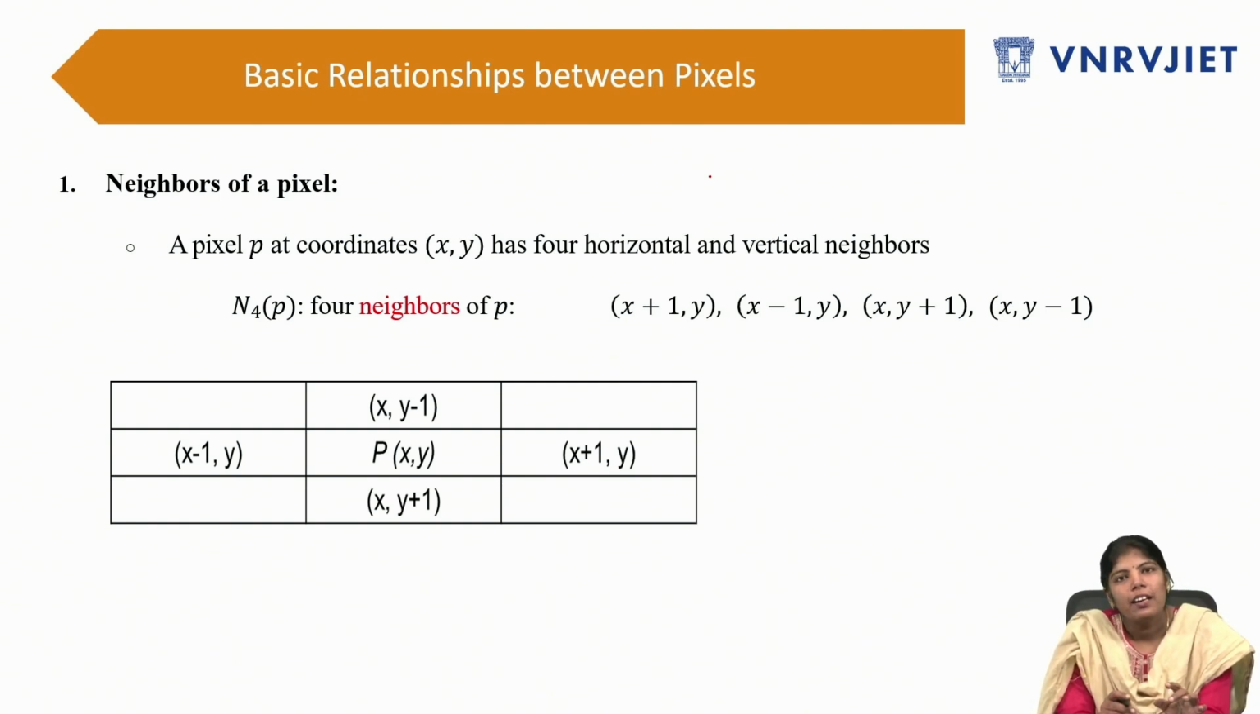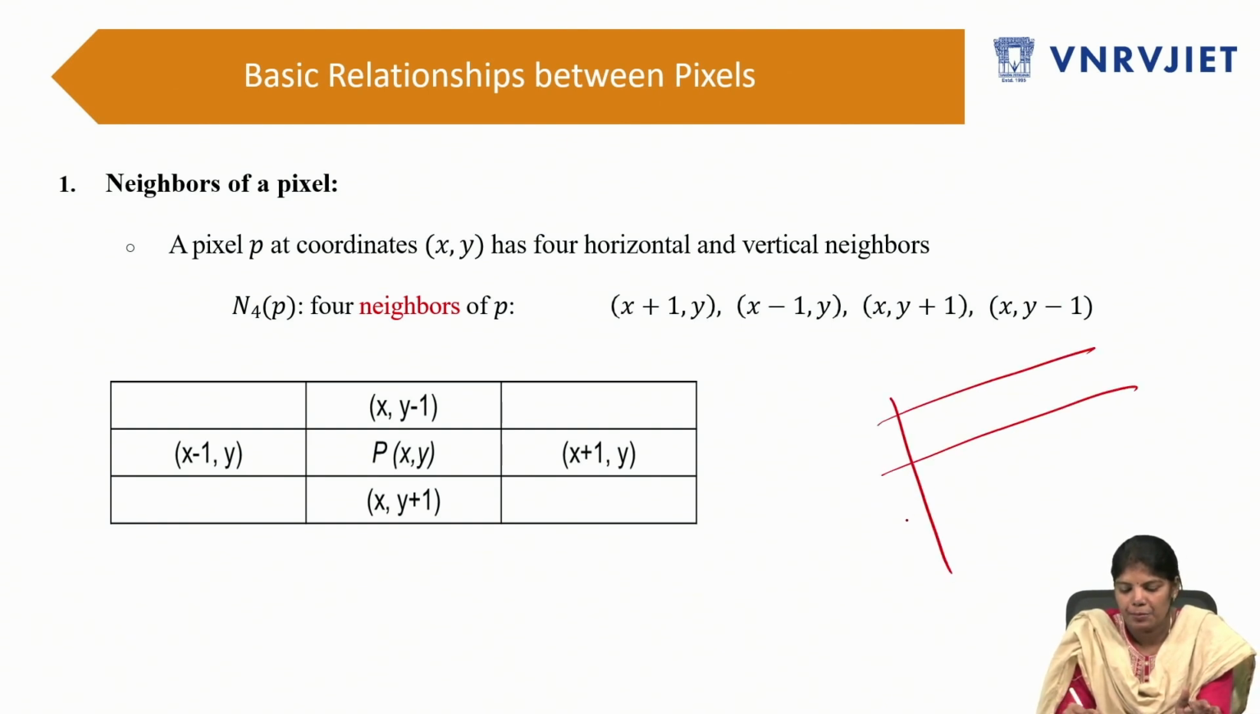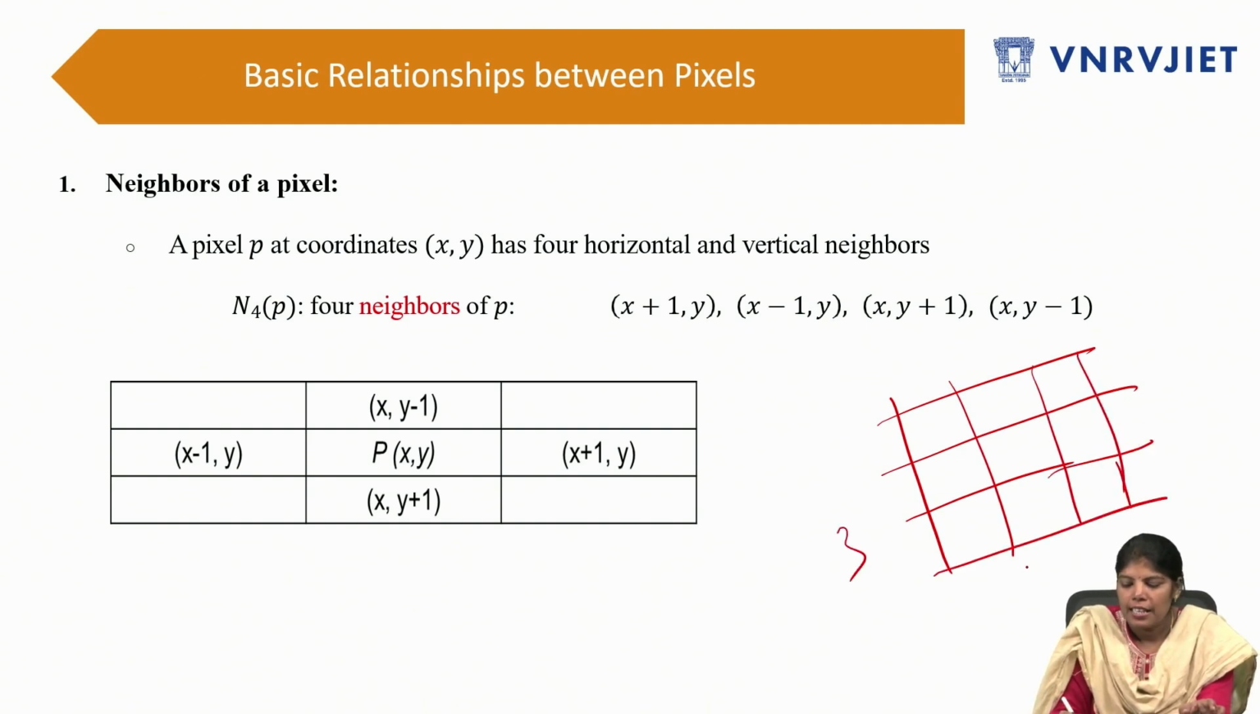As we know, an image is represented in terms of a matrix. Matrix means we have rows and columns. I am taking the same thing here. This is a matrix, a 3 by 3 matrix, with 3 rows and 3 columns. Here I am taking the value of P of x comma y.